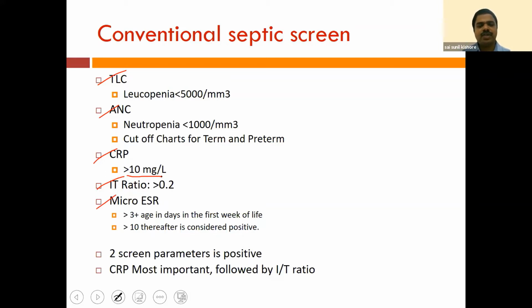IT ratio, immature to total ratio, if it is more than 0.2, which means the immature cells are more than 20% of the total cells, is again significant. Micro ESR is not widely used nowadays, but this is the cutoff: a value of more than 10 mm is significant. Out of all these parameters, if any 2 parameters are positive, it is a positive septic screen. And among these 5 parameters, CRP is the most important, followed by IT ratio.